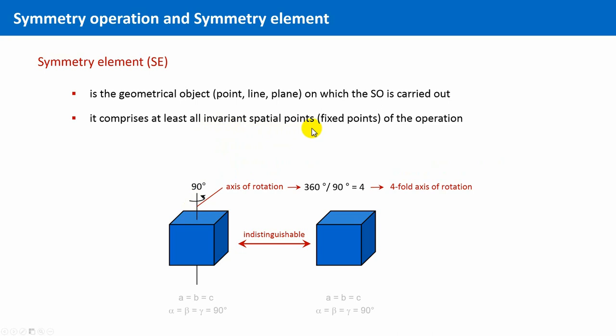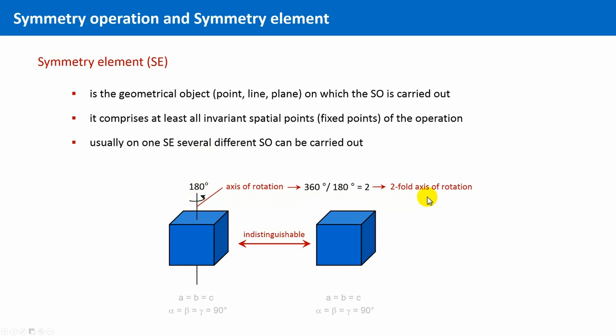You now also should have an idea what the meaning of point symmetry is. Point symmetry means you carry out a symmetry operation in which at least one point of the object is not moving around. And this is different to translational symmetry, in which translation operations are involved. A last thing concerning symmetry elements is that usually more than one symmetry operation can be carried out on one symmetry element. Here, for instance, you can also rotate the cube by 180 degrees, and then this line would be a twofold axis of rotation.